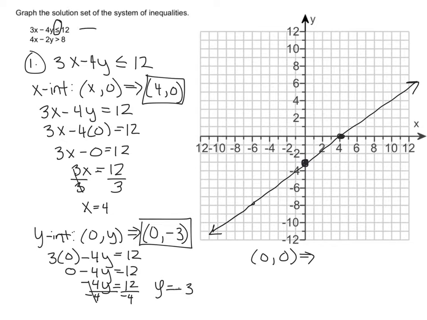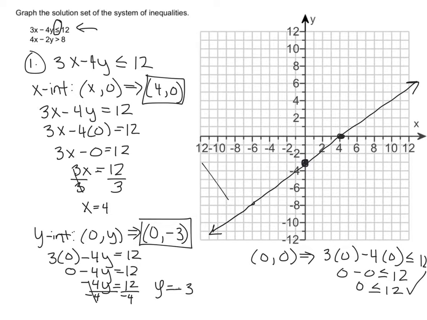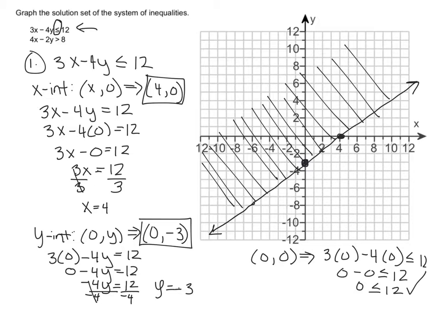And we'll plug this into the first inequality. So I have 3 times 0 minus 4 times 0 is less than or equal to 12. 0 minus 0 is less than or equal to 12. So 0 is less than or equal to 12. That is a true statement. So that means that I'm going to shade above the line to include that 0, 0 point. So all this will be shaded. That's the graph of my first inequality.